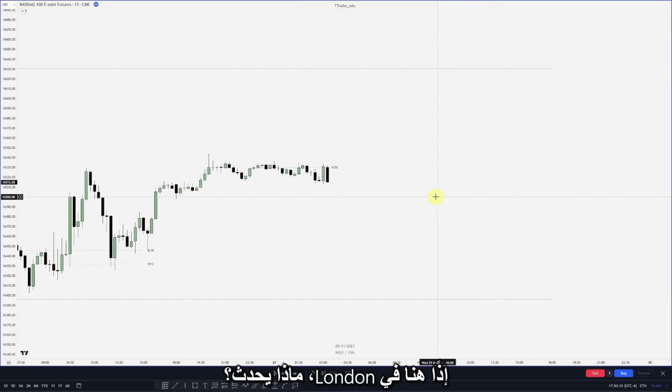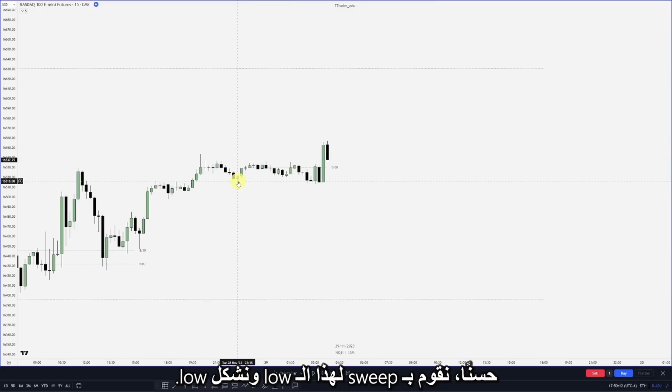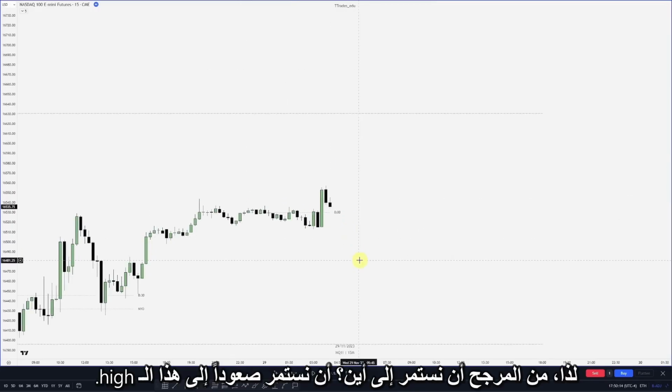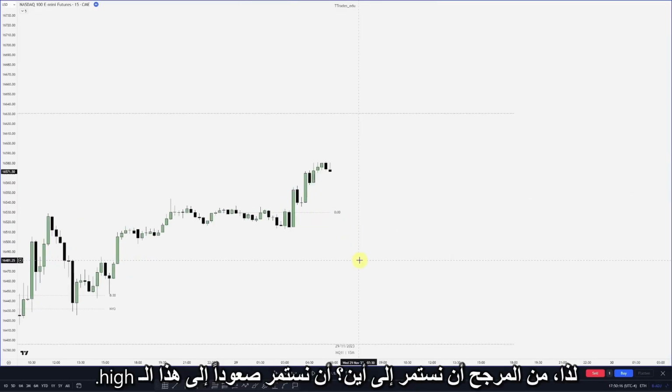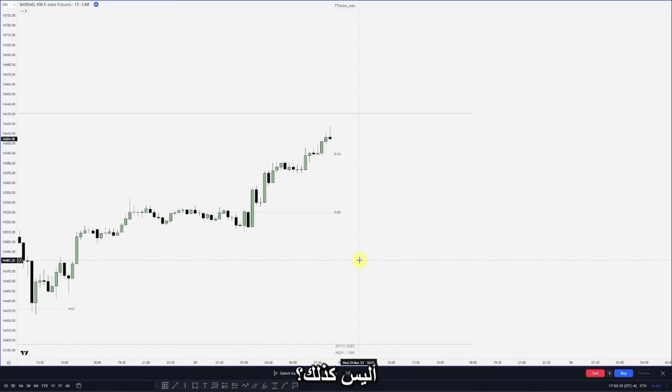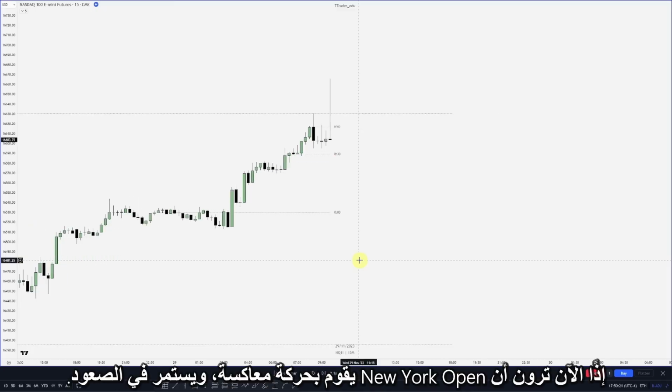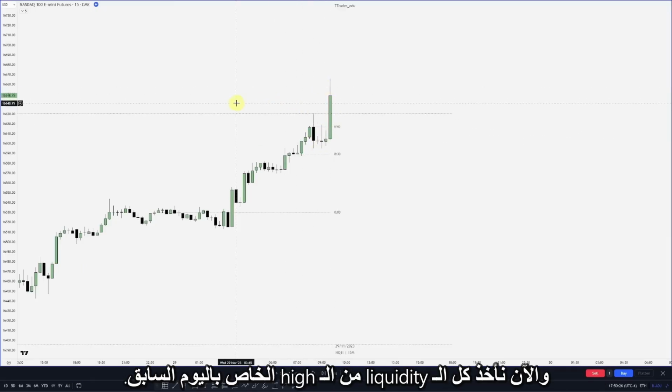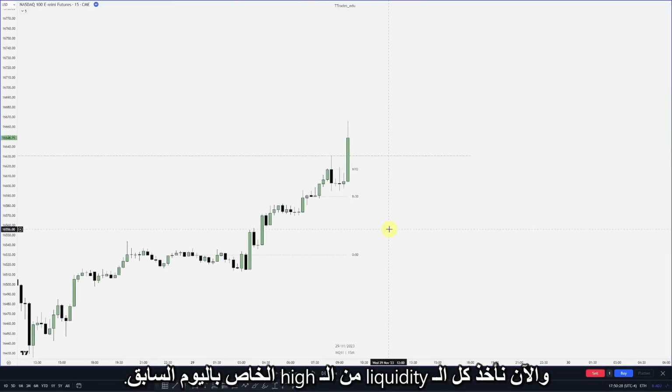So here in London, what happens? Well, we sweep out this low and form a low. So likely to continue where? Continue higher to this high. Right, so now you can see New York Open makes an opposing run, continues higher, and now we're taking all the liquidity from that previous day's high.